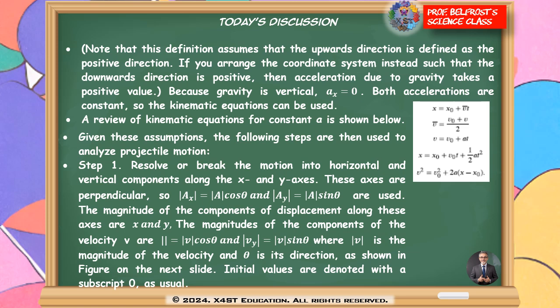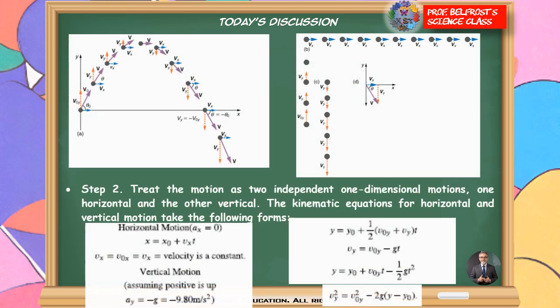So we can make use of this and create another set of equations. Step one, resolve into components, so ax is a cos theta and ay is a sin theta. We still can make use of this. Then we know that the components of velocity v are vx is v cos theta and vy is v sin theta. And the initial value is indicated by adding 0.